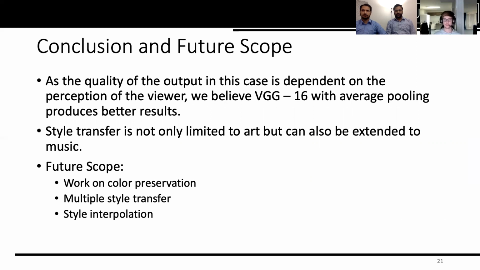For future scopes, some other things that could be done with this technology is working on color preservation, so the style doesn't override the colors in the content image. Another thing would be transferring multiple styles onto the content image, and then lastly, style interpolation.